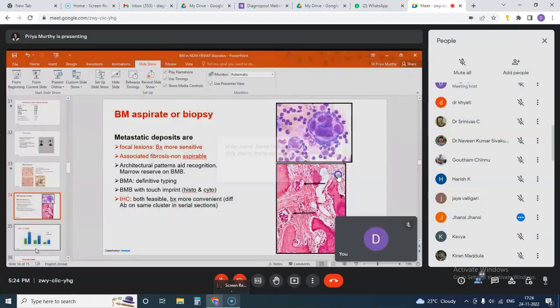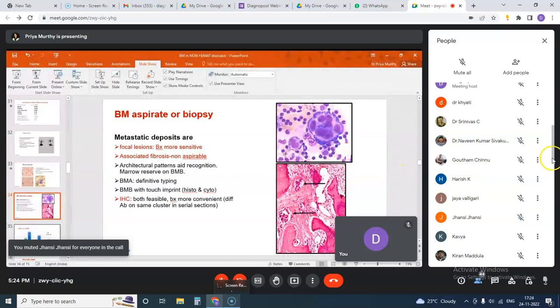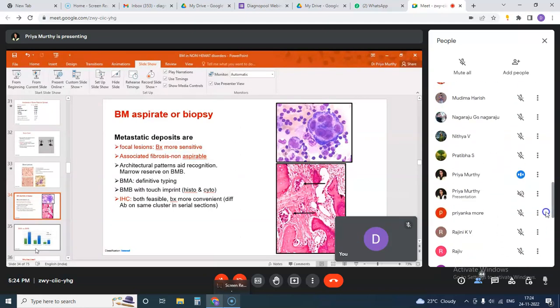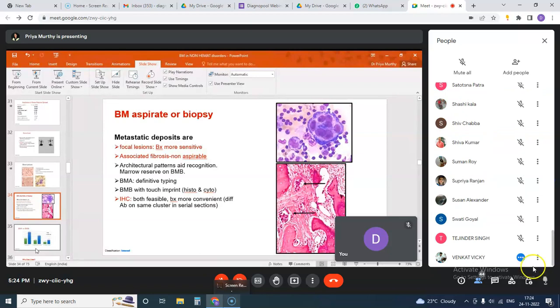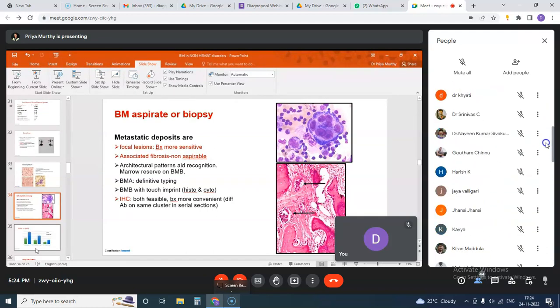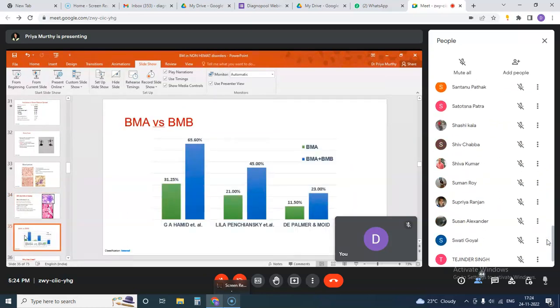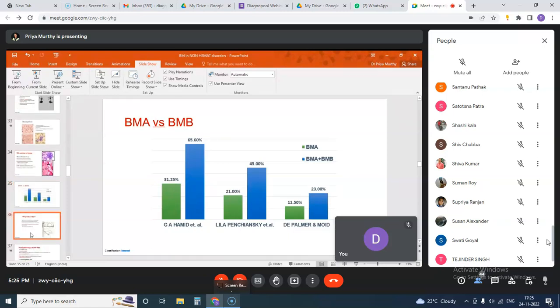If you do a bone marrow biopsy, the advantages are you could get a clear architectural pattern. The morphology of the cells in the biopsy can give you a clue to the source of the primary. And in addition, you can do immunohistochemistry on the biopsy to help you type the malignancy. So, like I told you, many studies have been done, and all the studies have shown that a combination of aspirate as well as biopsy is superior in detection of metastasis.